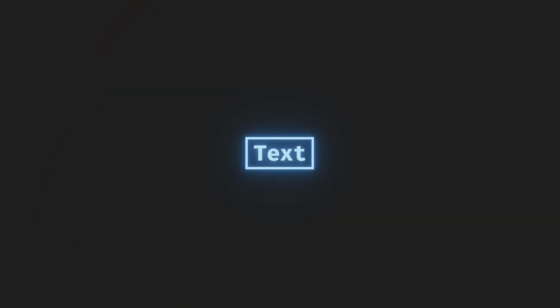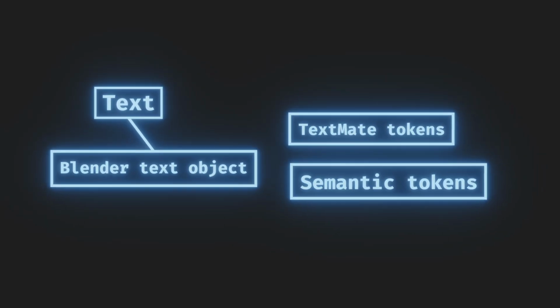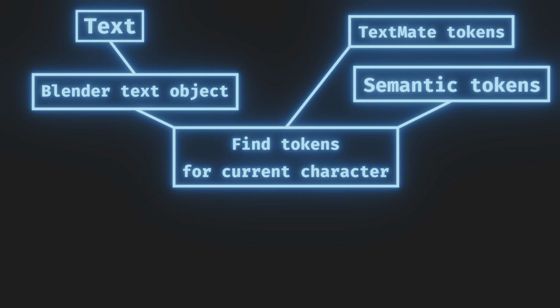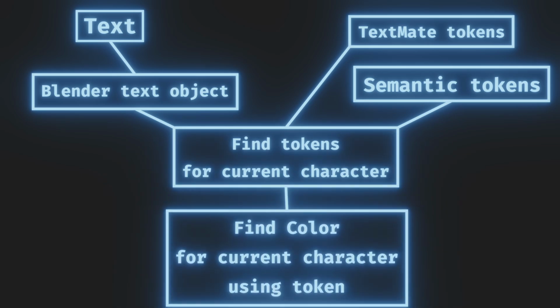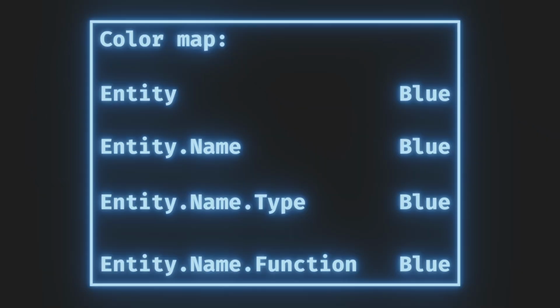The setup looks like this. We get the text and the two token sources. We then generate the Blender text object and go through it character by character and try to look if we find any tokens at that position. If we do, we try to get the color for the token from a color map and apply it to the text. The nice thing is that the tokens are hierarchical, meaning each token is a chain of categories like entity.name.type or entity.name.function. We don't need to define the colors for each possible token.